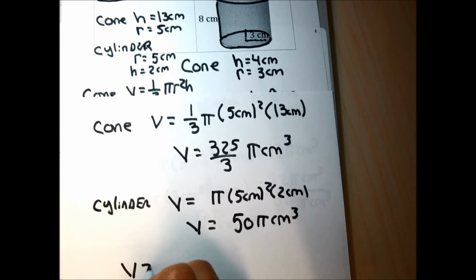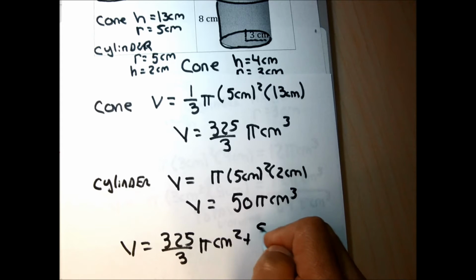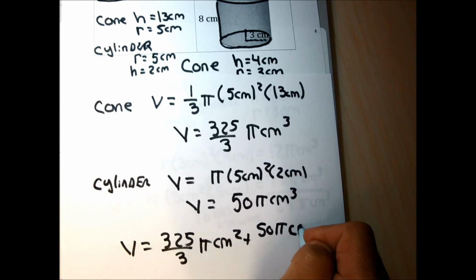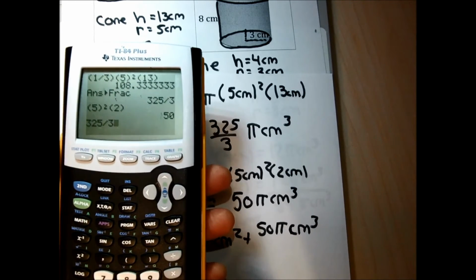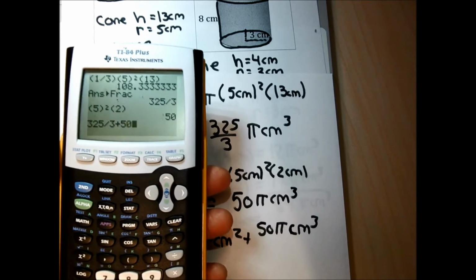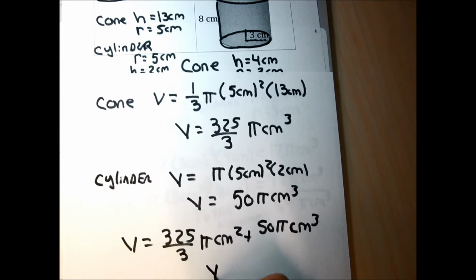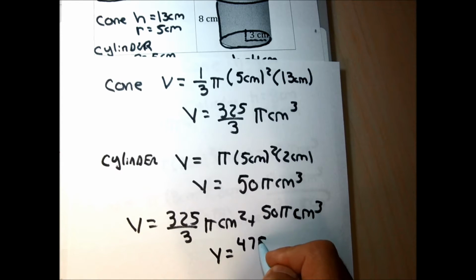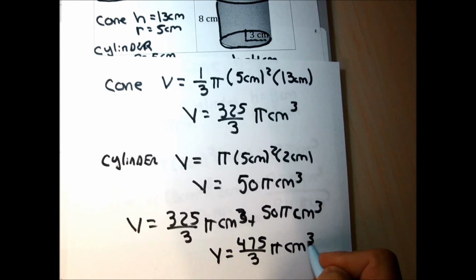So the total volume is going to be 325 over 3 pi centimeters cubed plus 50 pi centimeters cubed. And to do this, I'm going to do 325 divided by 3 plus 50, math, enter, enter, and I get 475 over 3 pi centimeters cubed for the answer to 25, which is not what I have written on my key. That's really disturbing.